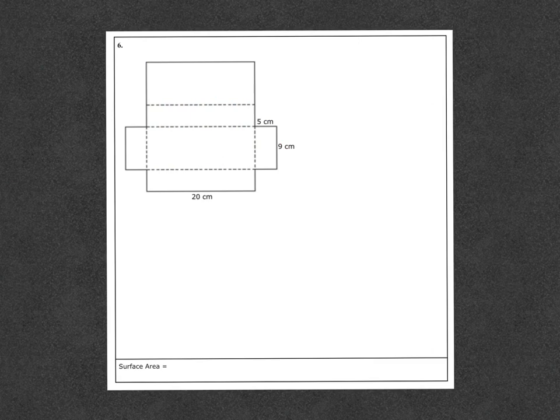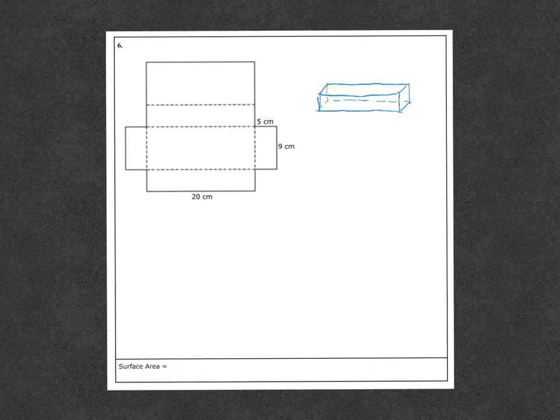For this problem, you're going to do the same thing. You need to find the surface area of all the faces or all the sides. And when you look at this, does this look familiar to something you've seen before? What will this net fold up into? What you should see is that it folds up into a rectangular prism, right?